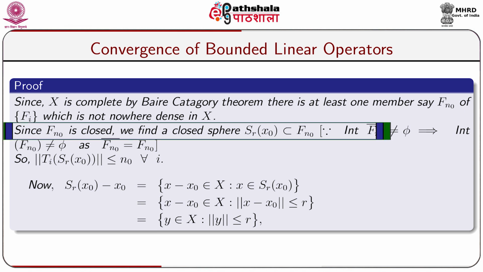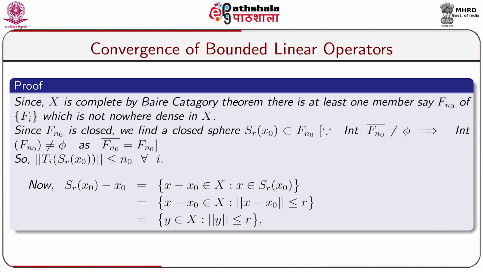Since Fn naught is closed, we find a closed sphere Sr x naught, that means a closed sphere centered at x naught with radius r, which is always within the set Fn naught, because the interior of the closure of Fn naught is non-empty. This implies the interior of Fn naught is non-empty as Fn naught is closed, that means Fn naught equals Fn naught bar. So, norm of Ti on the closed sphere Sr x naught is less than or equal to n naught for all i.